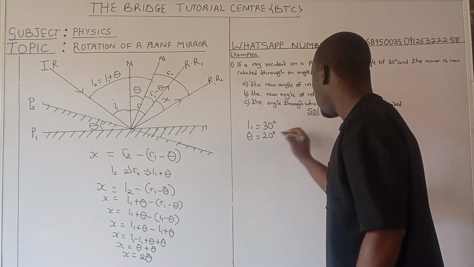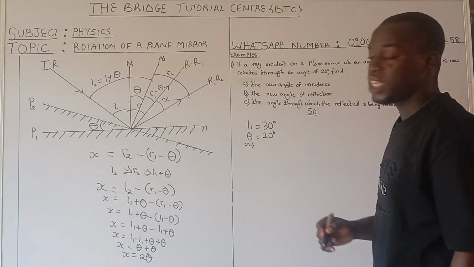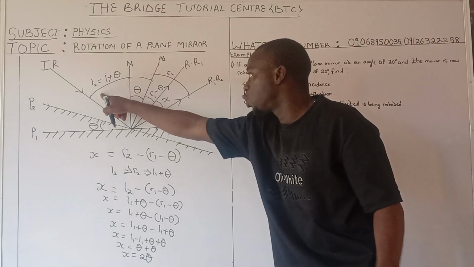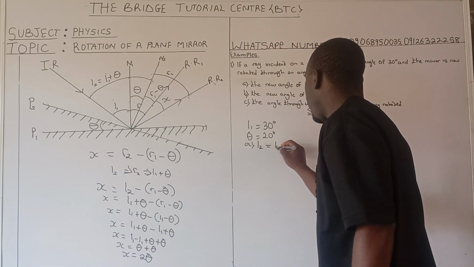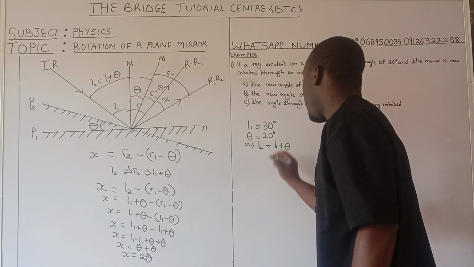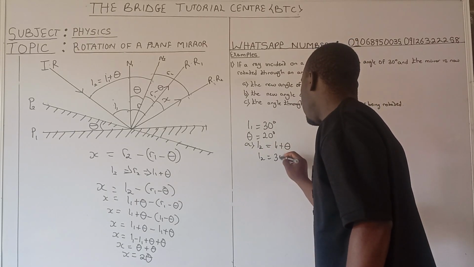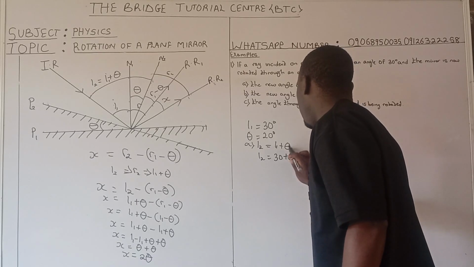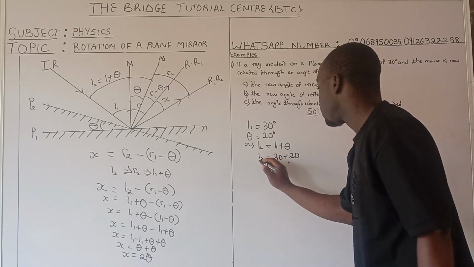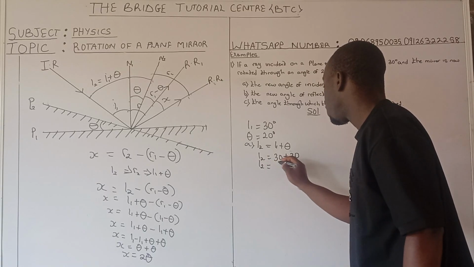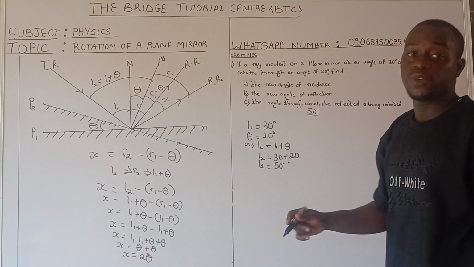So our first question, question A: what is the new angle of incidence? You can see I2 equals I1 plus theta. So I2 equals 30 plus 20, and this will give us I2 equals 50 degrees. Don't forget, this is our I2 equals 50 degrees.